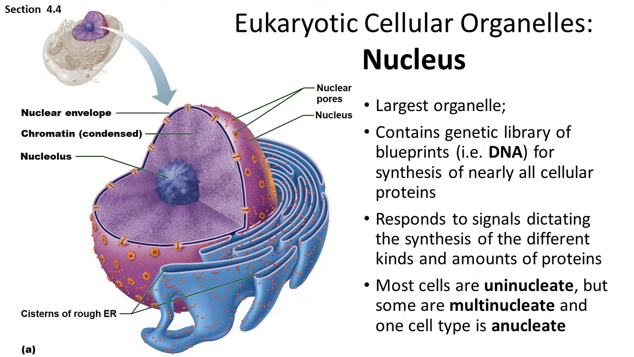Most cells are uninucleate, meaning they have one nucleus. Some cells are multinucleate, meaning they have multiple nuclei. And there's one type of cell that I know of right now that is anucleate, which is the red blood cell.